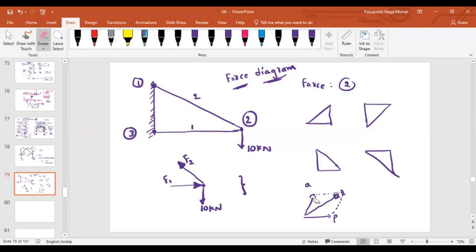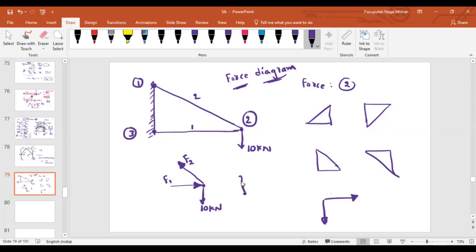Just like in the same way, if I rearrange the forces such that, see, 10 Newton, I won't change anything. But as you can see, here two tails are missing, but one head is missing. So what can I do? Instead, I can draw a diagram like this.